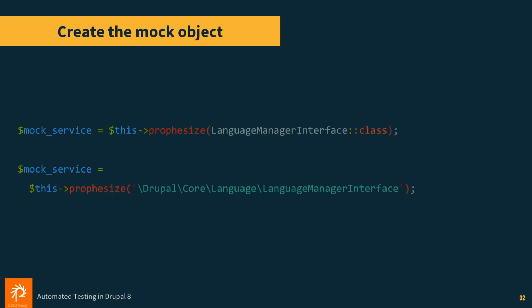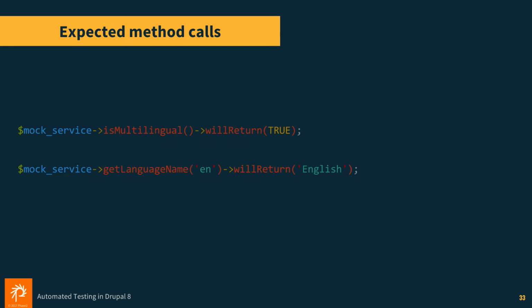So now after here we have our mock service, and we're going to say when I call is multilingual on that, I want that to return true. If you did nothing here, by default, all methods on that thing would return null. And when I call get language name with en, it will return English. Once you've done these things, if these methods aren't called, your test will fail. So it's a way of also testing what's going on, for instance, in protected methods or something.